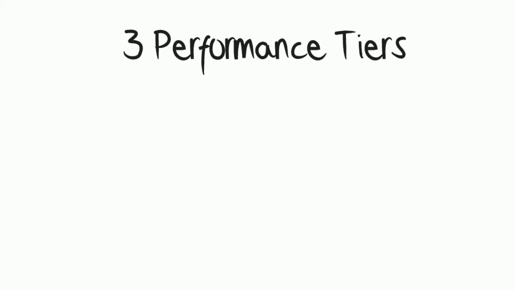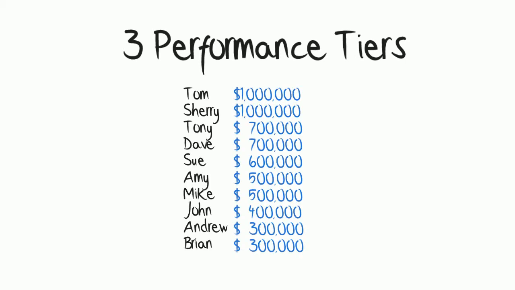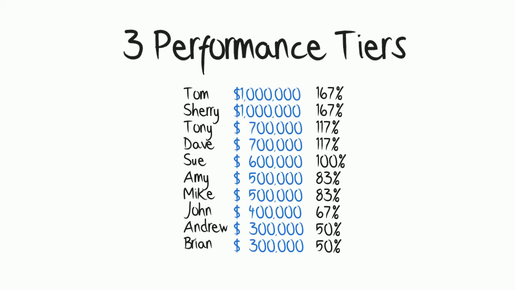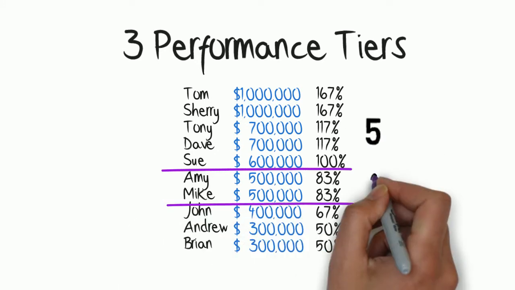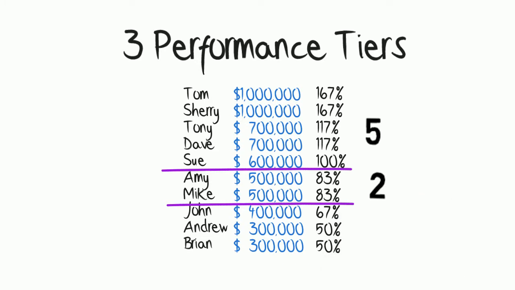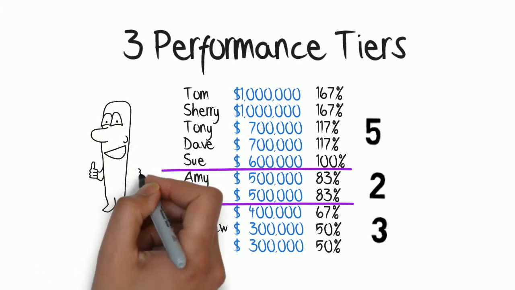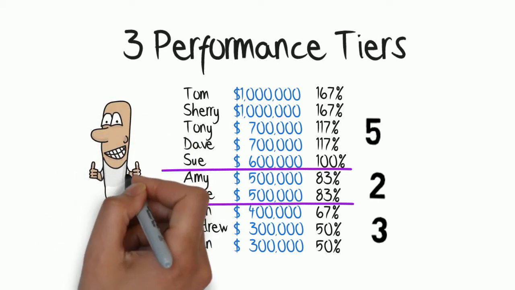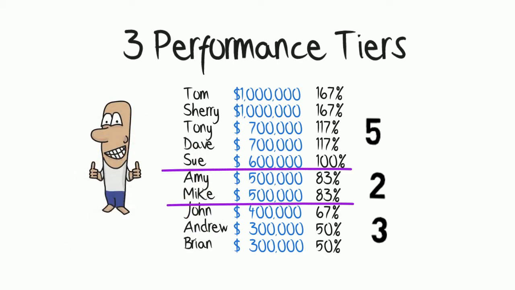All right, we said we need three tiers. Here is what most of us would do. Okay, let's see. Tier one. Why not everyone over 100%? There are five of them. Tier two. Well, I would put Amy and Mike in there. So that is two in the middle tier. And that leaves tier three for John, Andrew, and Brian. Three at the bottom tier. So there we go. And it makes sense.